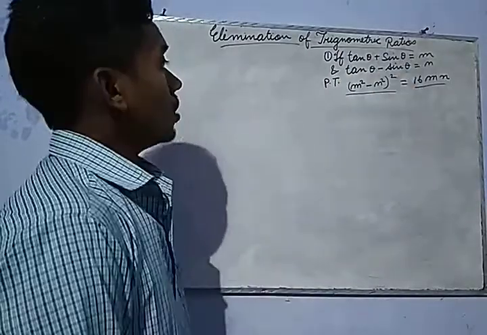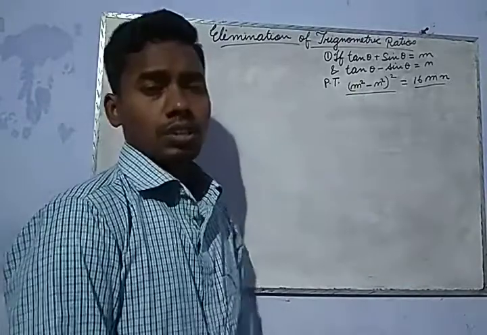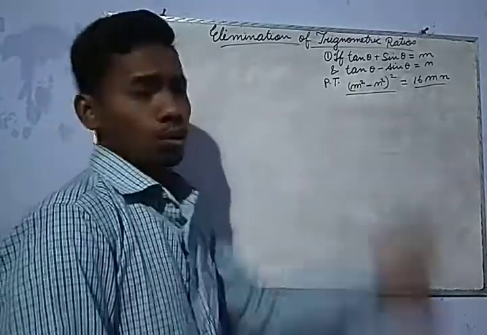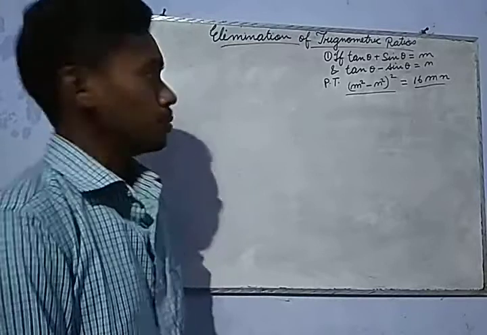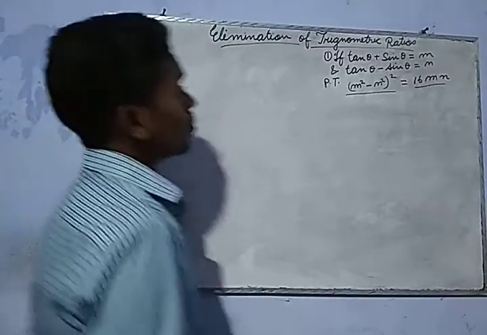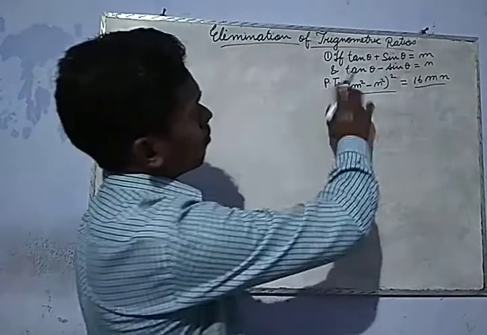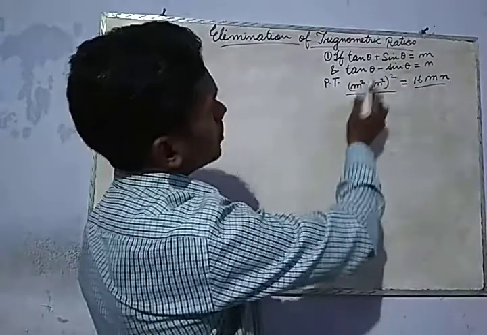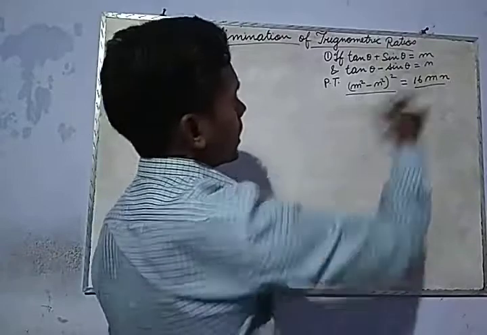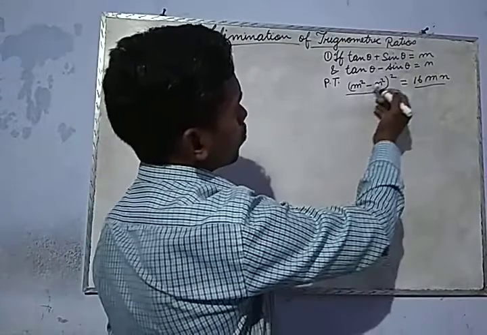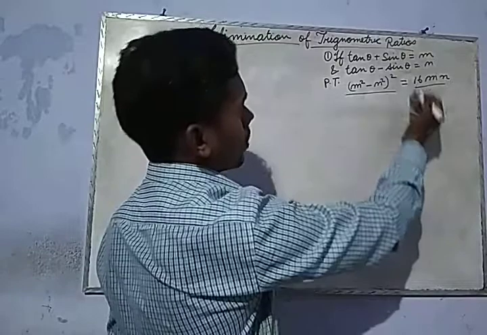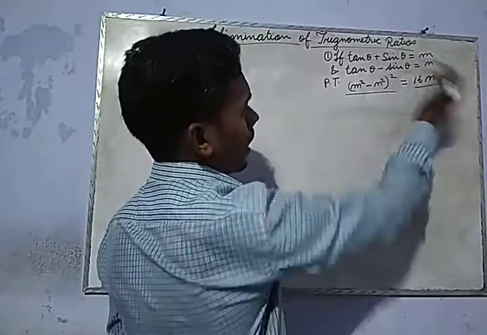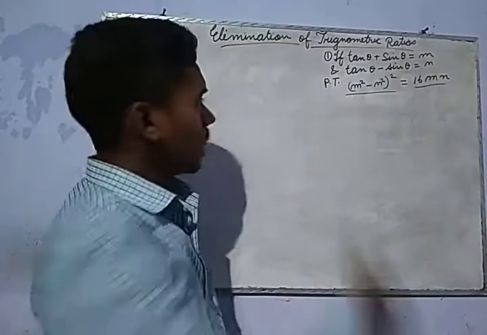Okay, so here we have one question. Let's see how we solve these types of problems. The first question: if tan theta plus sin theta equals m and tan theta minus sin theta equals n, we have to prove that m square minus n square whole square equals 16mn. Okay, so let's see.